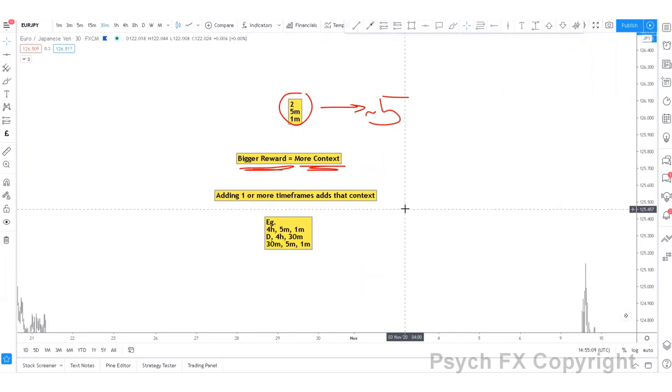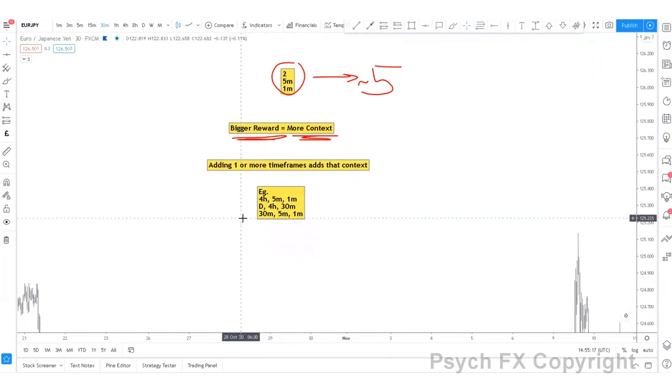A very simple way to do that is simply to add 1 or more time frames to the equation. For example, down here we've got the 4 hour, the 5 minute, and the 1 minute; the daily, the 4 hour, the 30 minute; the 30 minute, the 5 minute, and the 1 minute. Now, it's very simple. What we're going to start doing here is expand our time frames and basically repeat the process that you already know.